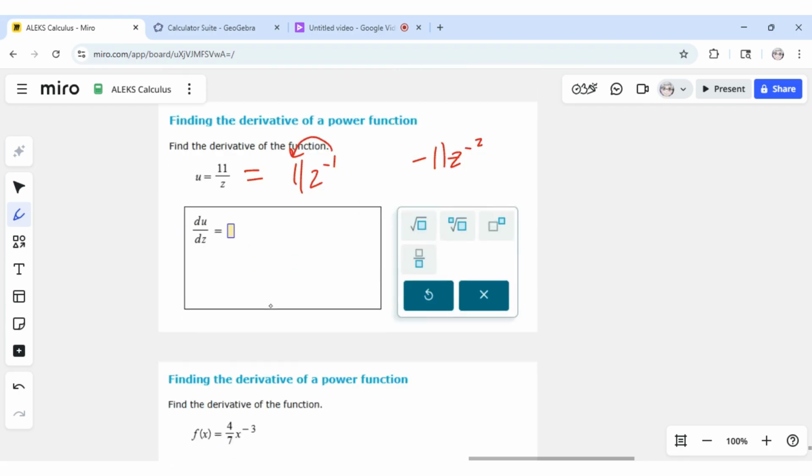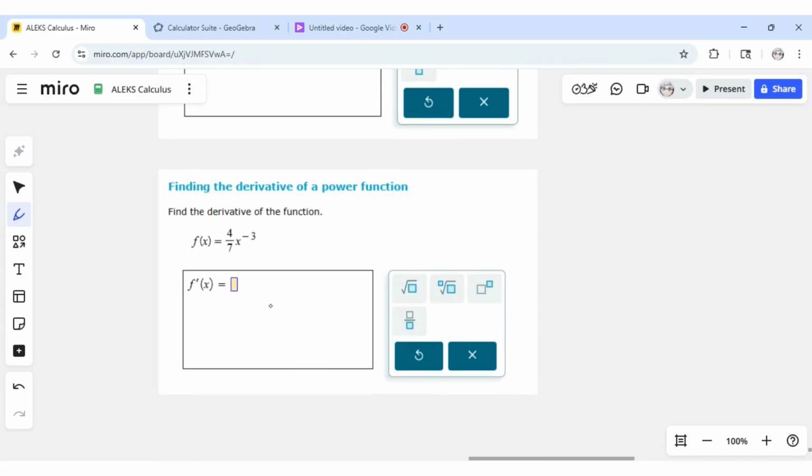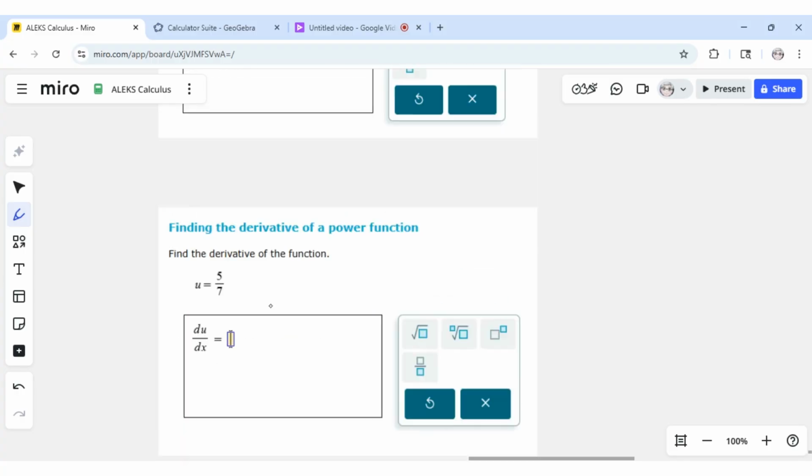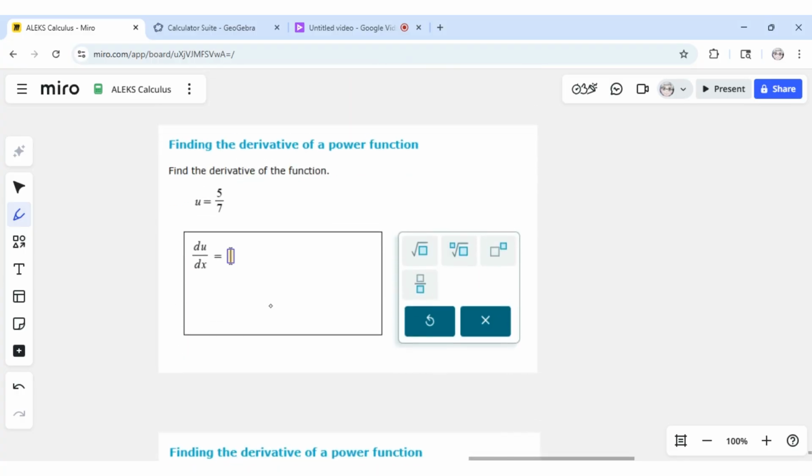Okay, let's do another one. Here we've got 4/7 times x to the -3. Again, I've got an exponent here. I just multiply, so that's going to give me -12/7. And then I reduce the power by 1, so a -3 becomes a -4. All right, a couple more.